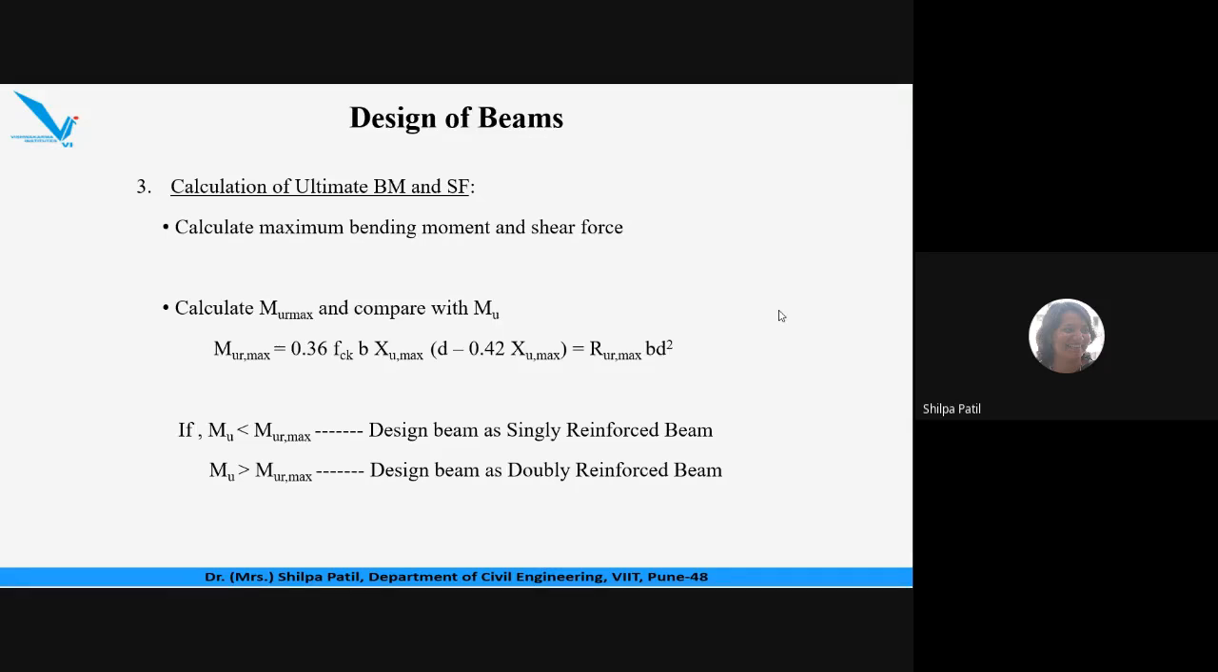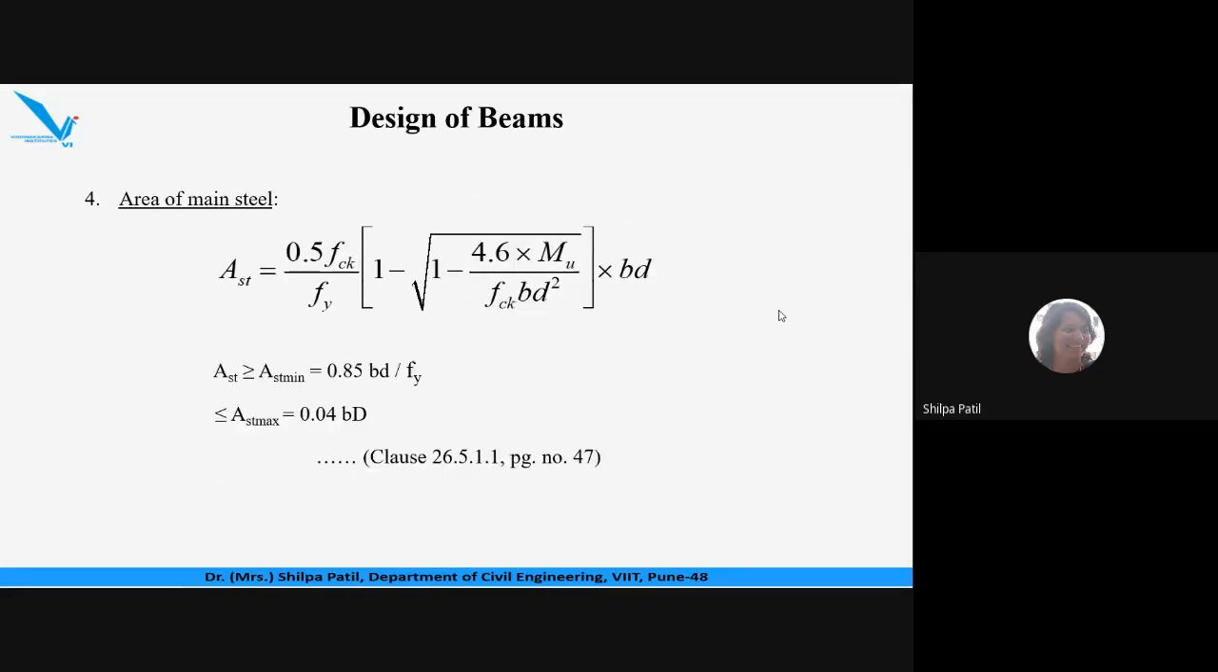Is it over? Have we finished? Yes, ma'am. Then we have to calculate the area of main steel using this formula. Last time I explained how we arrive at this formula, so it is better to use this formula directly. Otherwise, you can use the formula of Mu, put the value of xu in terms of Ast, and solve the quadratic equation in terms of Ast. That concept is also okay if you don't want to mug up this formula.